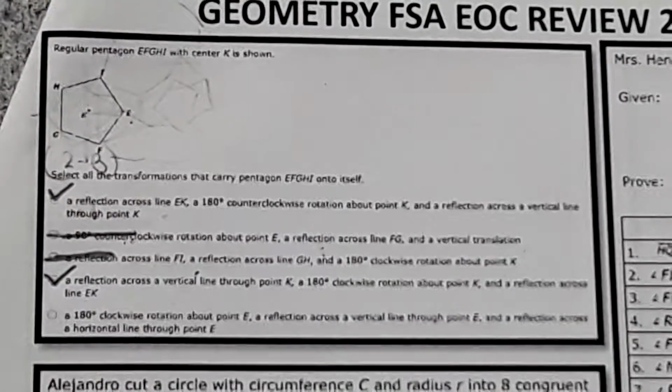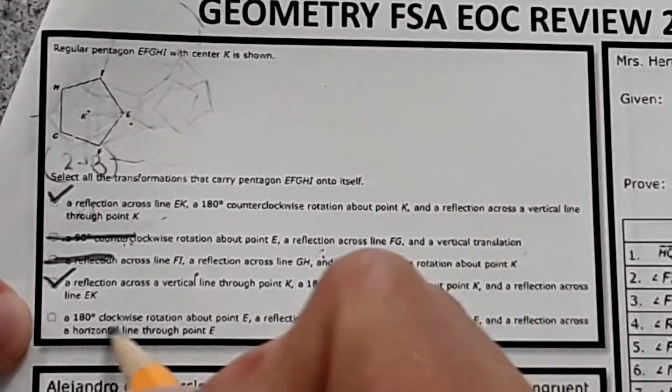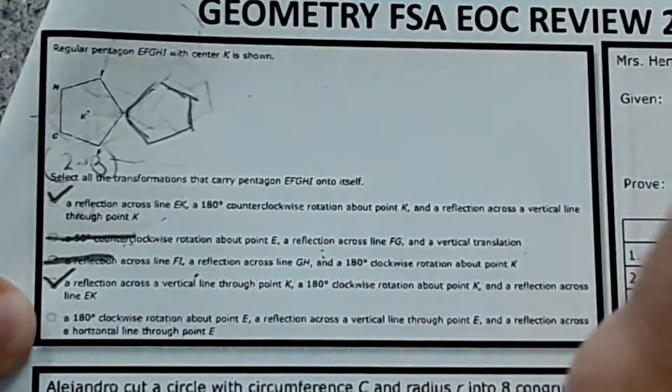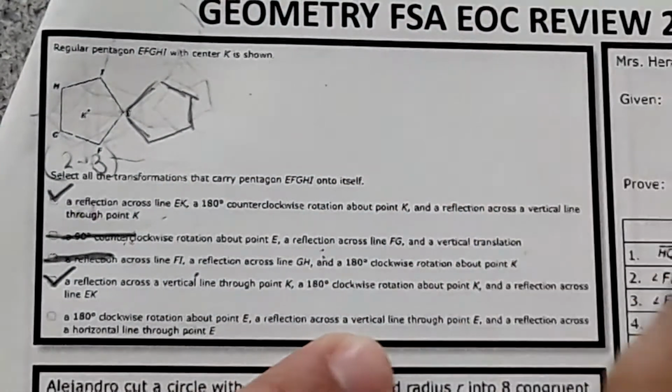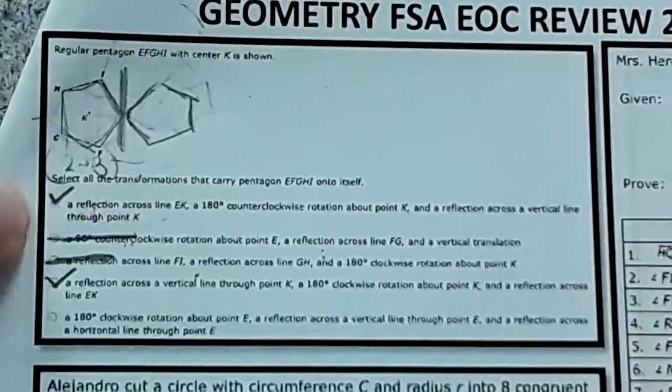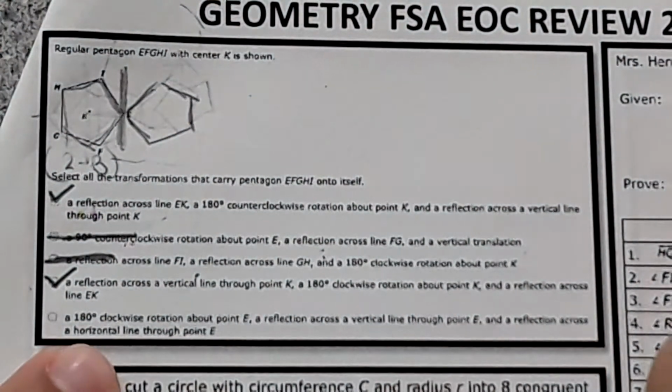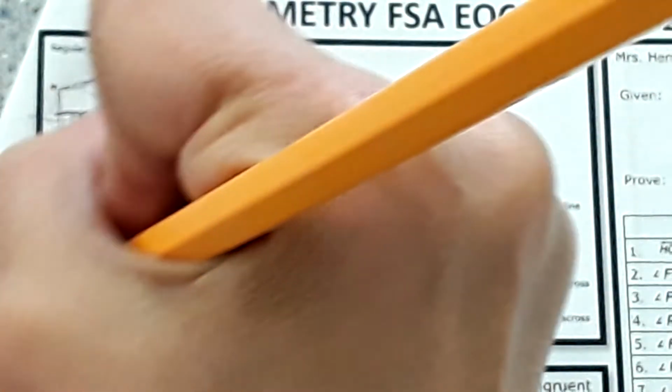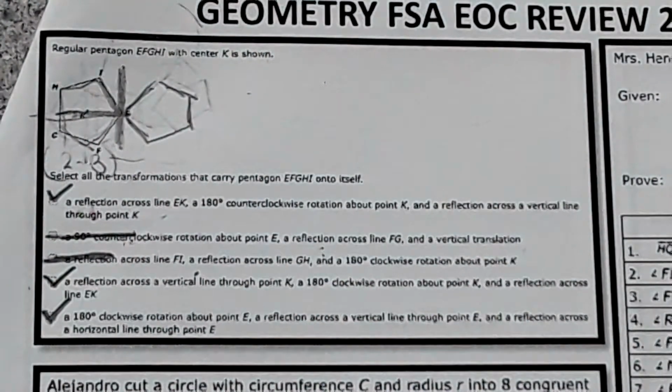And the last one, a 180 degrees clockwise rotation about point E would put this shape over here. A reflection across a vertical line through point E would put it back onto itself. And then a reflection across a horizontal line through E would put it onto itself as well. It would reflect onto itself. So that is correct. I wish there was an easier way to do it, but that's it.